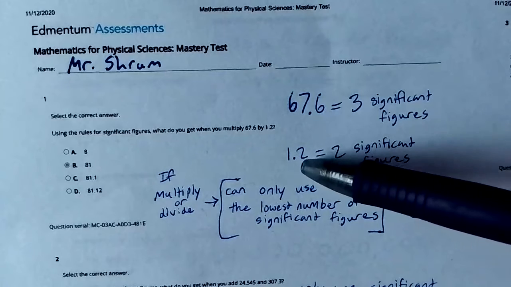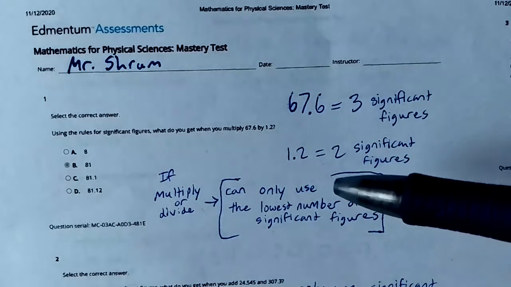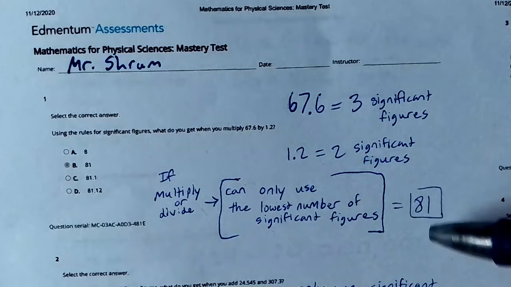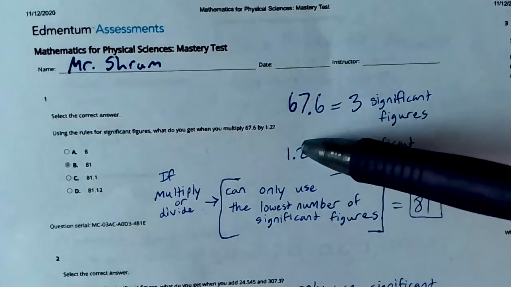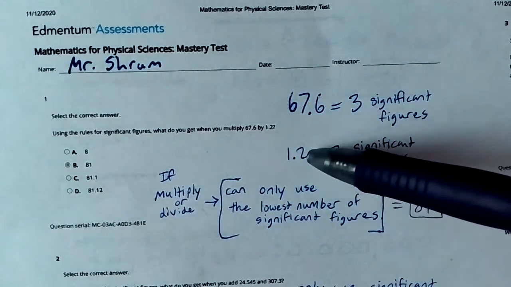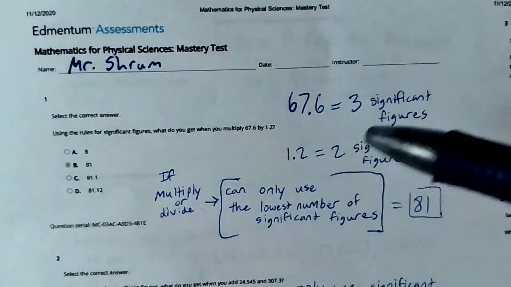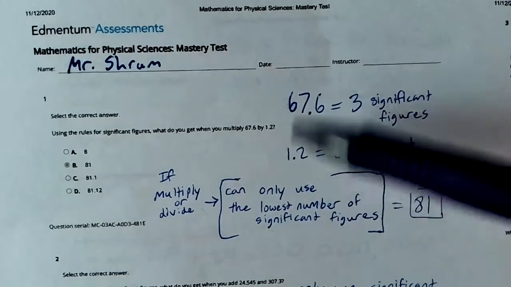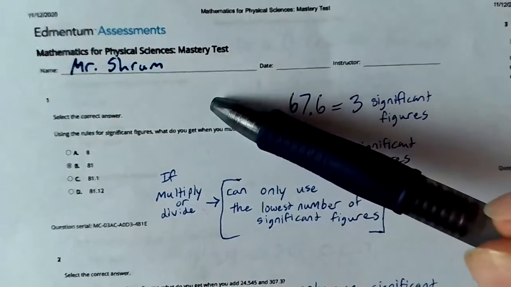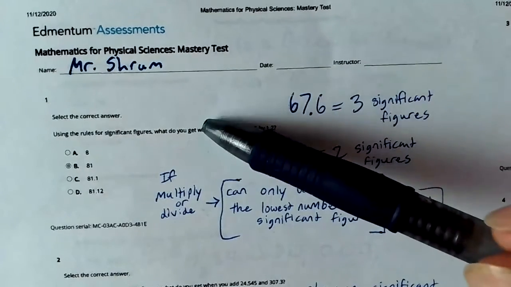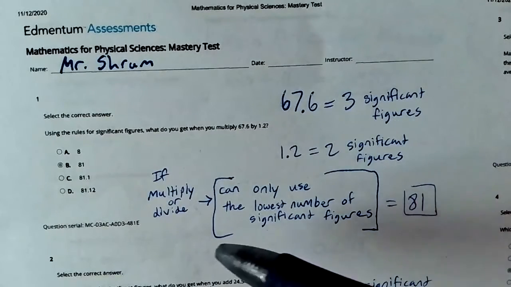67.6 times 1.2, you'll get 81 if you use the lowest number of significant figures, because you can't be more accurate than this. This had 2 significant figures, so you just use the lowest significant figures you're multiplying with. If your first number has 4 significant figures and your second number has 2 significant figures, you still only use 2 significant figures. And that's for multiplying and dividing.